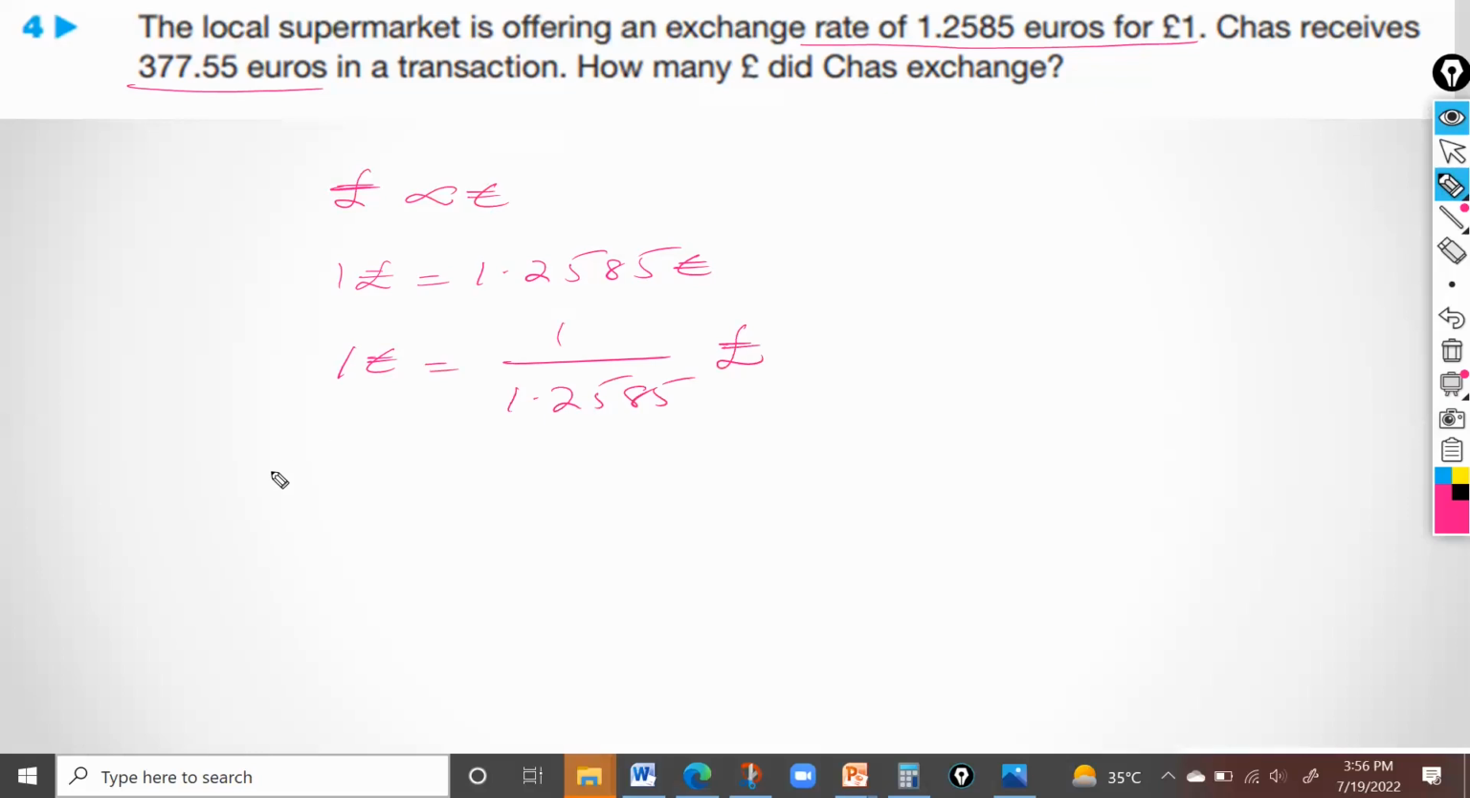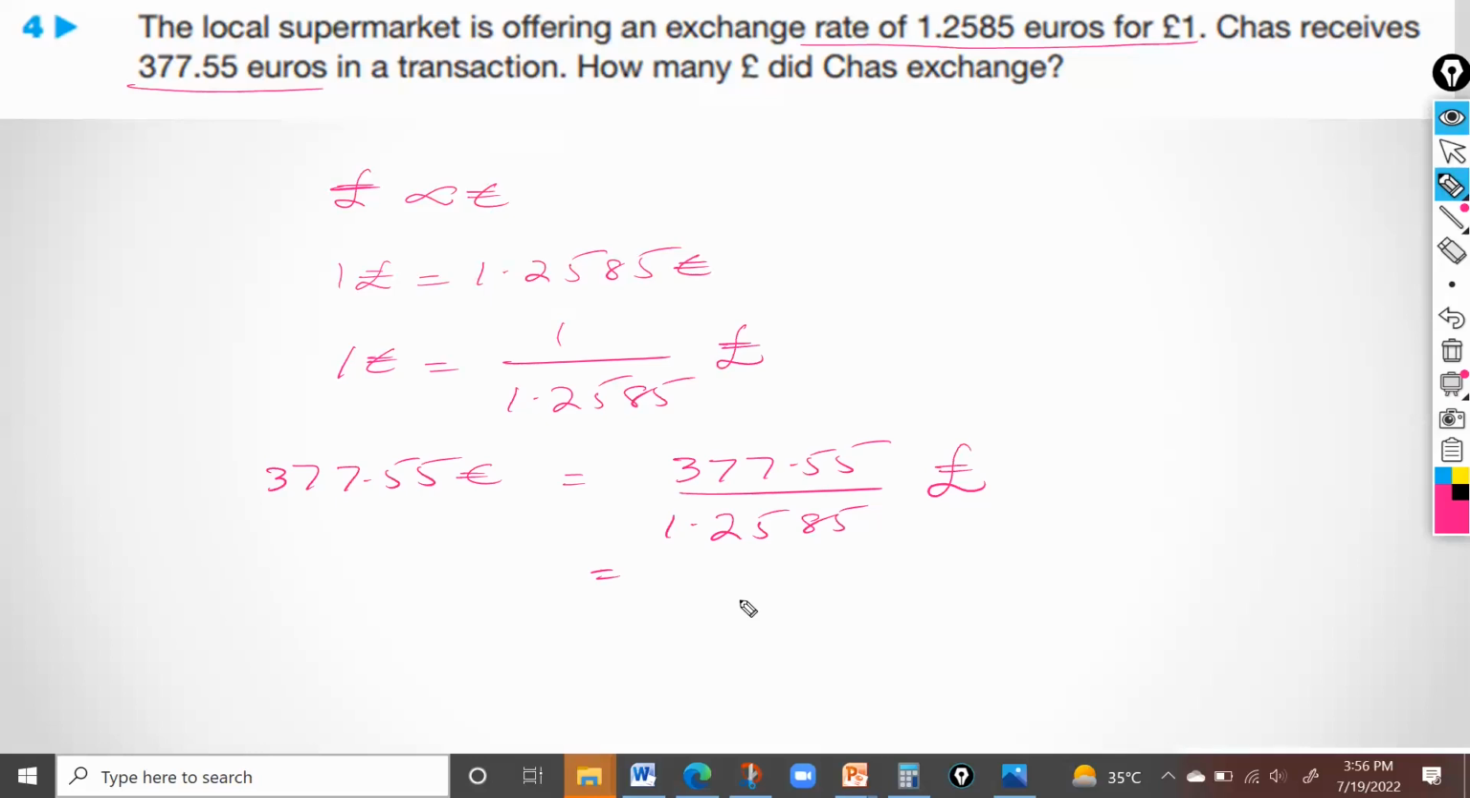Now what do we do? We know 377.55 euros equals 377.55 upon 1.2585 pounds. So how much do we get? Use your calculator and tell me the answer in the comment box.